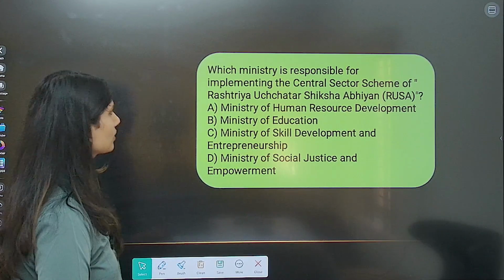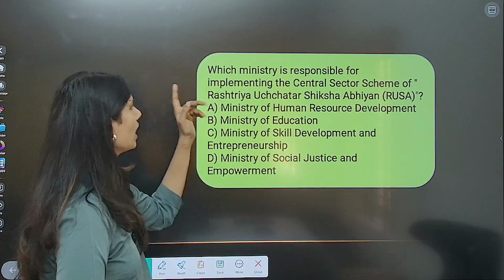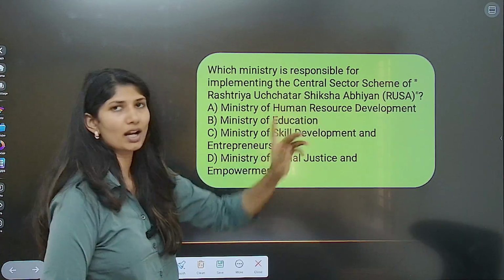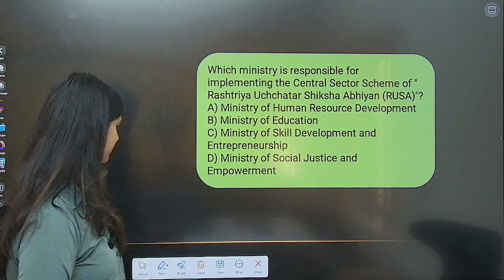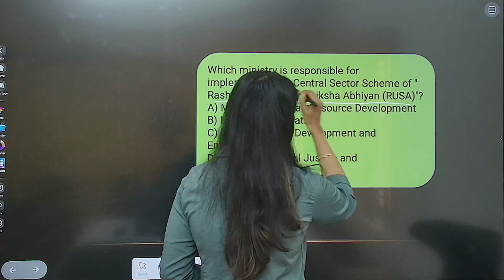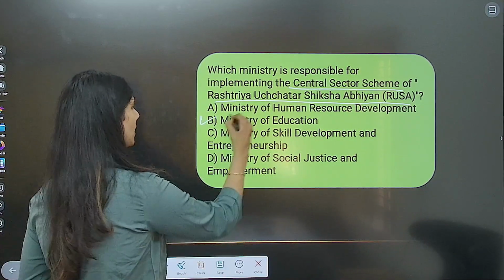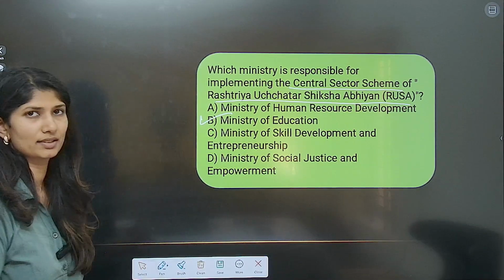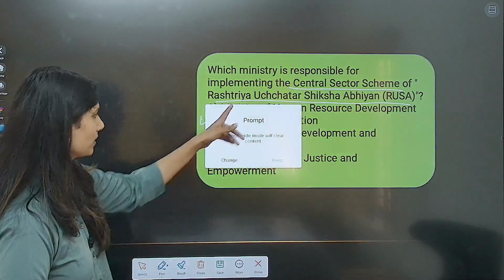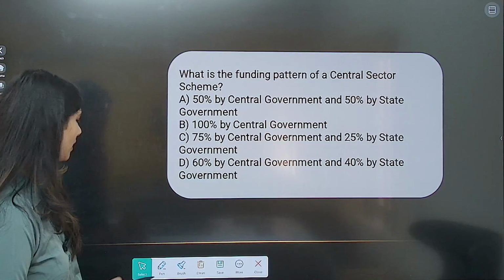Which ministry is responsible for implementing the Central Sector scheme of Rashtriya Uchchatar Shiksha Abhiyan? Again, two things. Rashtriya Uchchatar Shiksha Abhiyan is a Central Sector scheme and the implementing agency is the Ministry of Education. Time and again people tend to pick Ministry of HRD, but it is not HRD, it is Education.